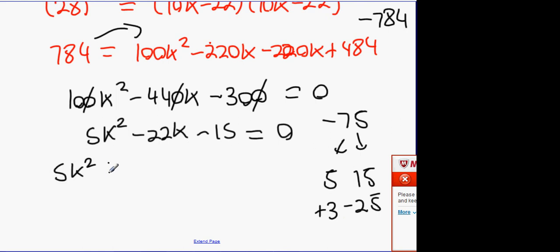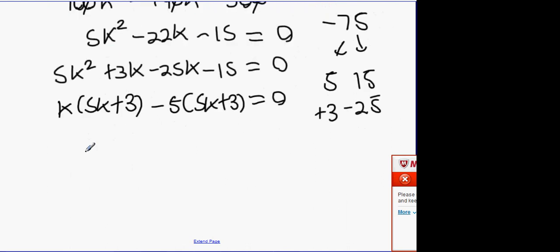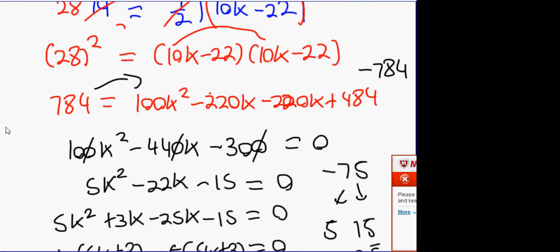5k squared plus 3k minus 25k minus 15 equals 0. Pay attention. k into 5k plus 3, minus 5 into 5k plus 3 equals 0. It's exactly the same answer we got the other way. k minus 5 into 5k plus 3 equals 0. K therefore equals 5. Did I get minus 6 over 10 or plus 6 over 10? It has to be greater than 0, plus, because k is greater than 0 on the question.